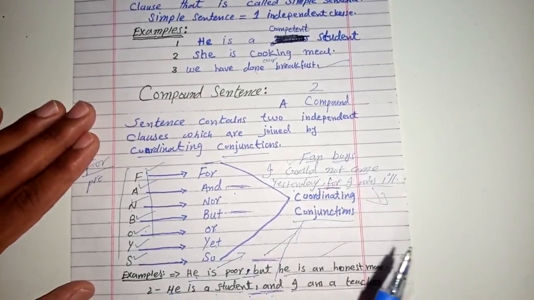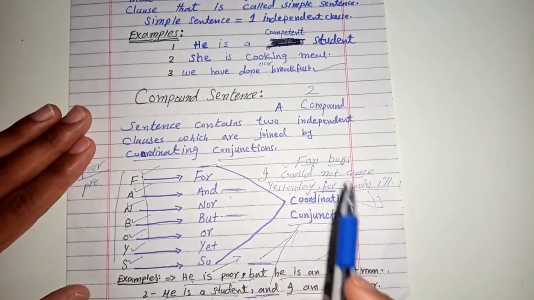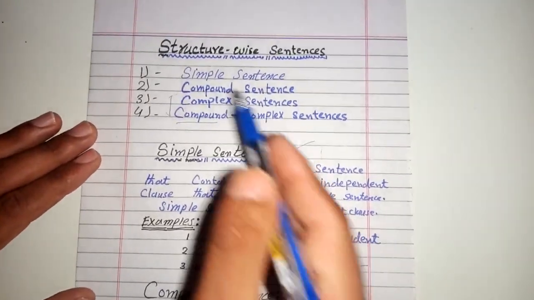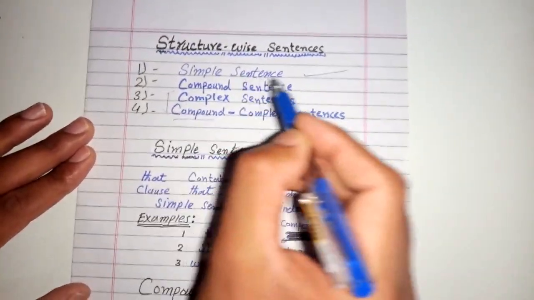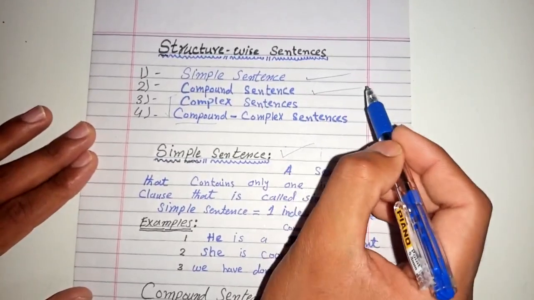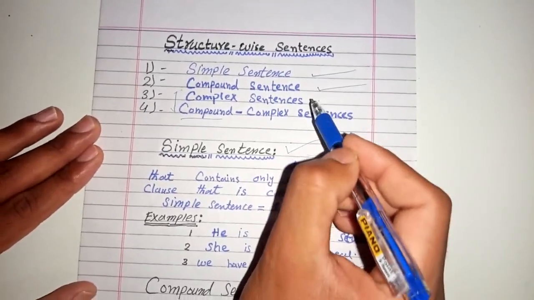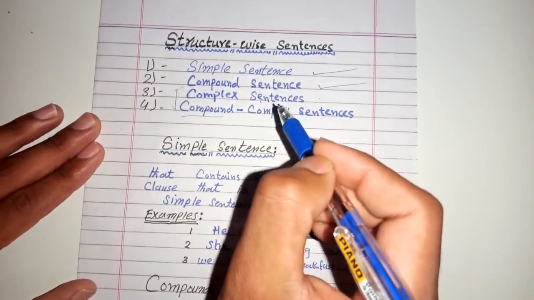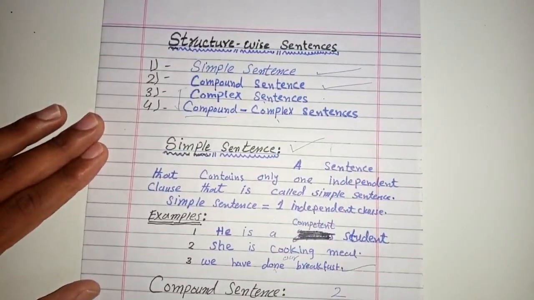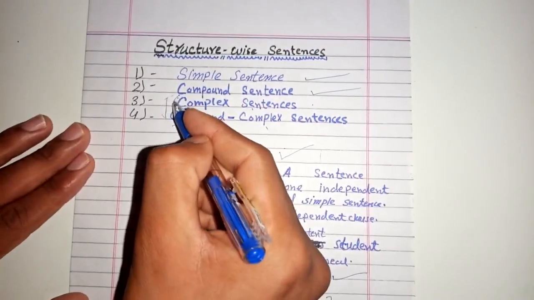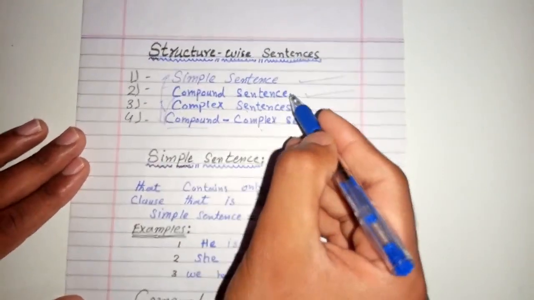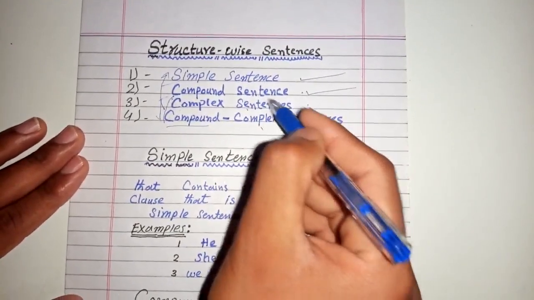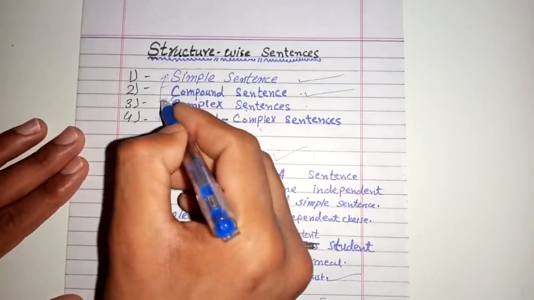So guys, this is my lecture on structure-wise sentences. I have described two types: first of all, the simple sentence, and then the compound sentence. In the next lecture I will describe the complex sentence and the compound-complex sentence, because these two are related to these two. So if you understand these two easily, you can understand those two easily.